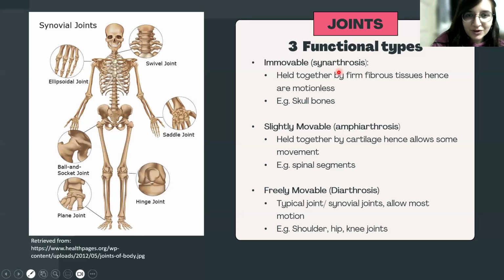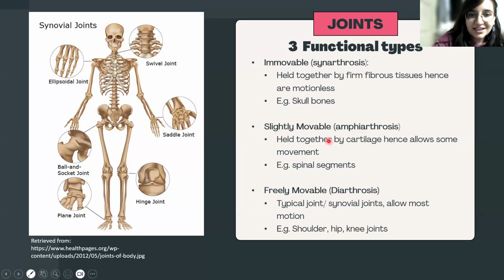So synarthrosis, immovable bones, slightly movable. So again, you see arthrosis, meaning related to bones, but it's amphiarthrosis, so slightly movable. And then you have diarthrosis, bones that are freely movable. So coming back, so immovable, we already studied the skull bone is made of immovable joints. They don't move, okay? The skull itself doesn't move.